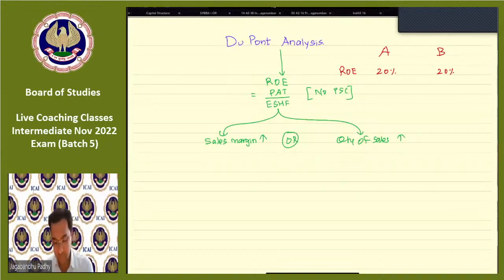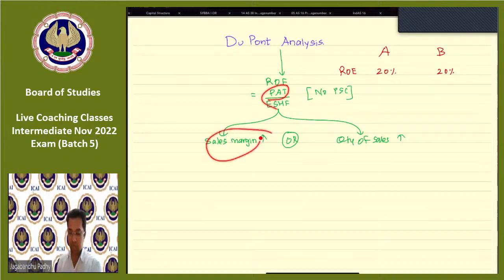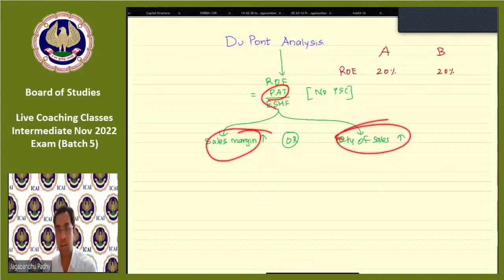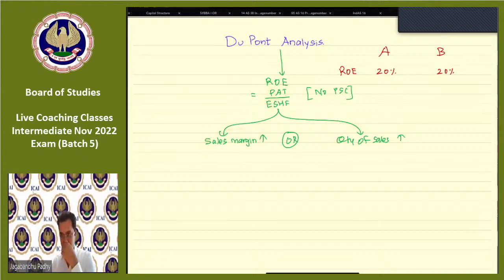Yes, correct, fine. So when you say that if you want to improve your return on equity, you will improve your profit after tax, and to improve that profit after tax, you will increase your sales margin, or you will increase your quantity of sales, right?